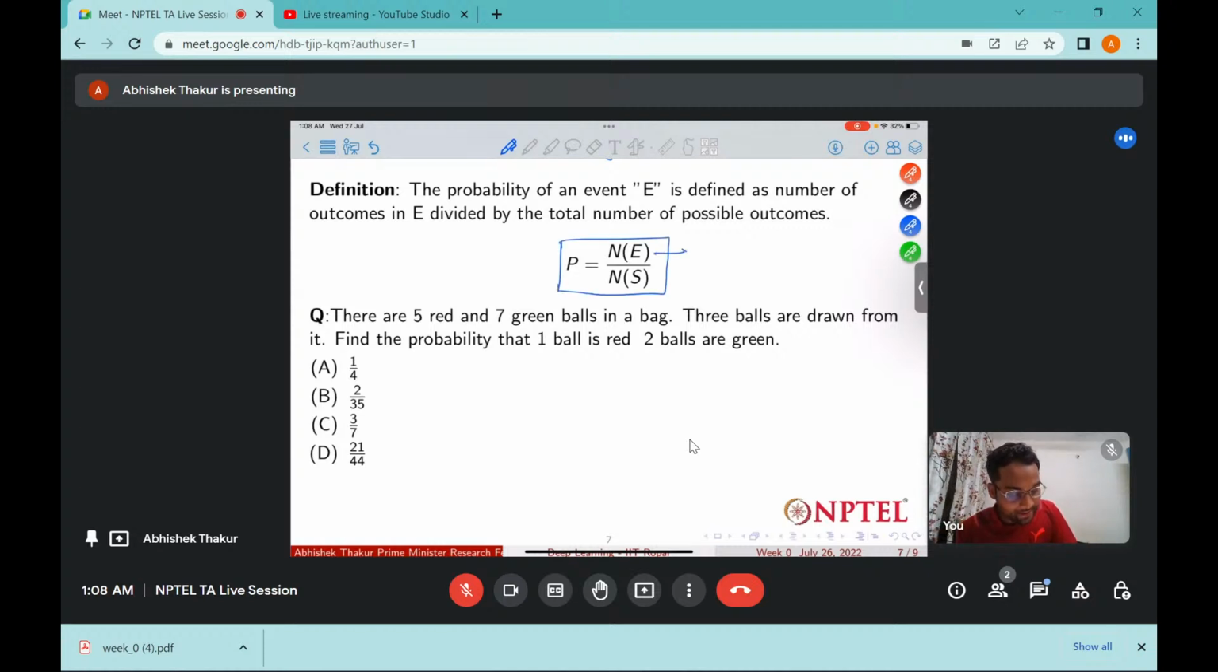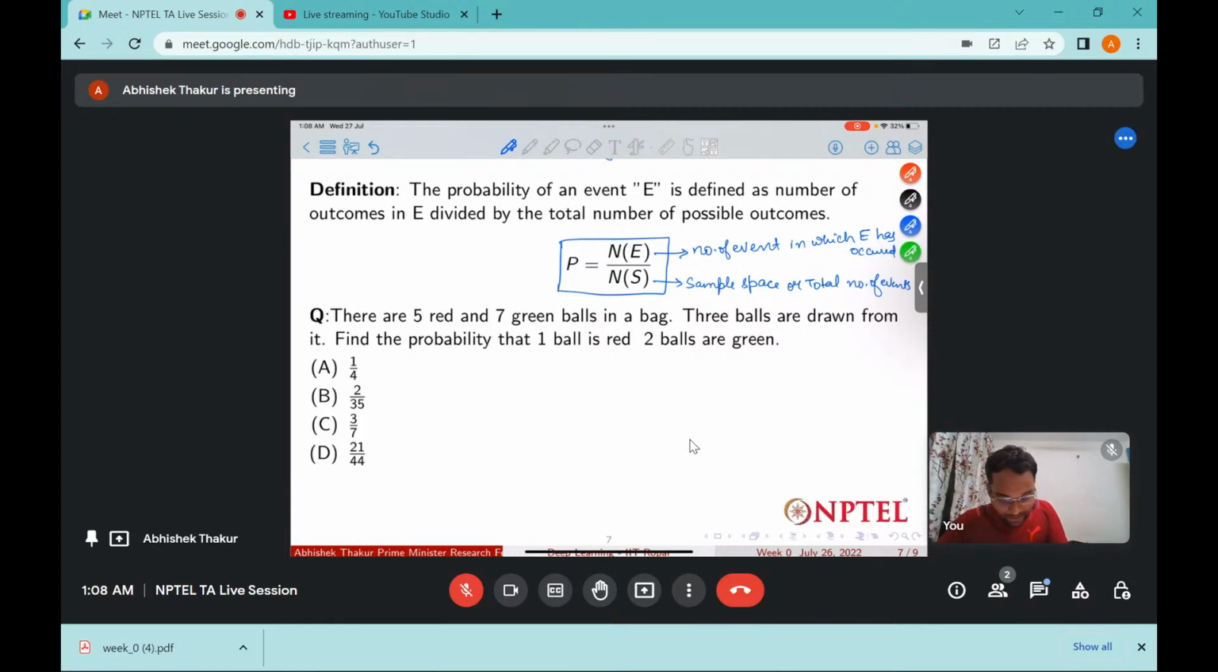So what is our NE? Number of events in which E has occurred. And NS is the sample space, that is the total number of events. Understood? This is a very basic definition of probability. So now we will solve one question based on probability.